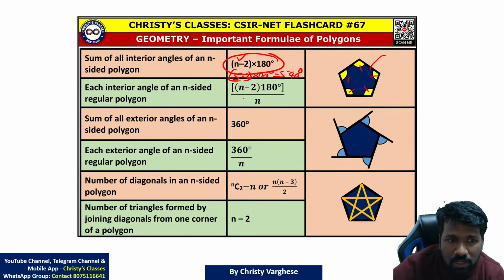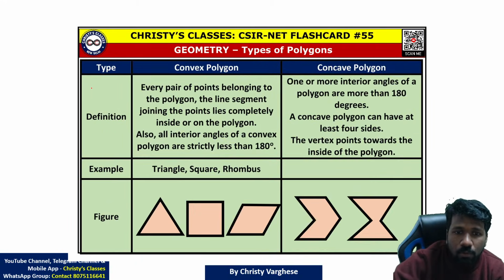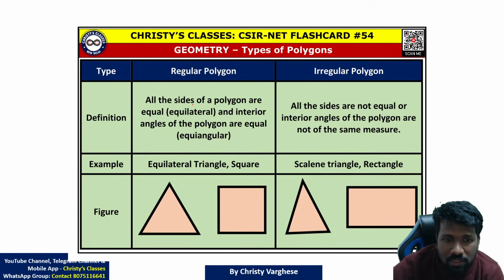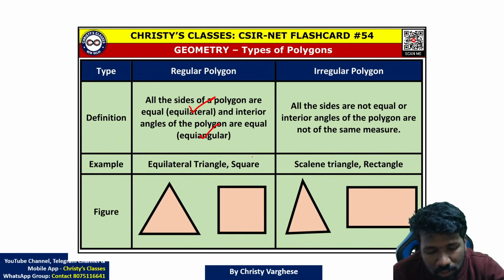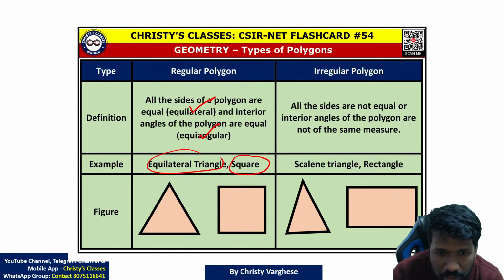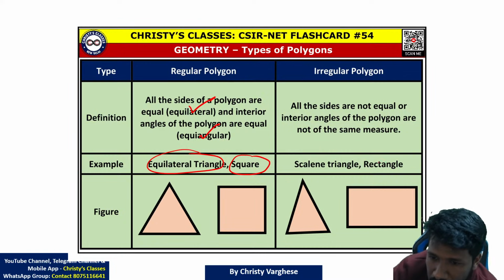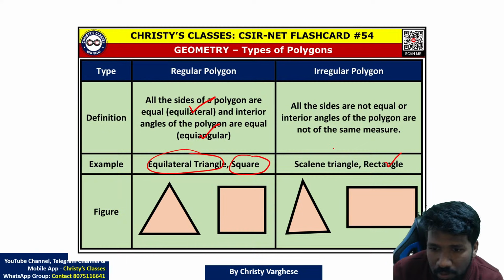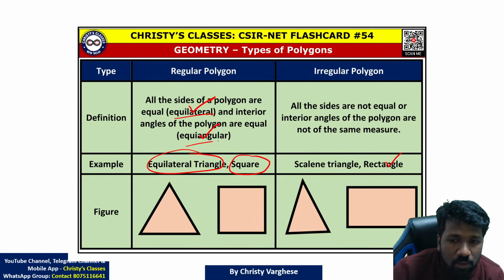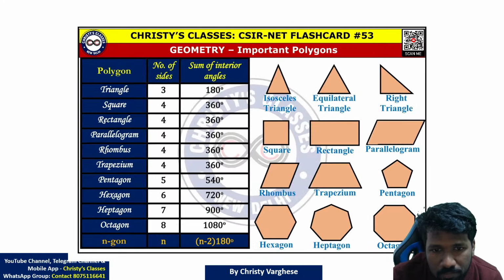Now regular polygon है तो what is a regular polygon? A polygon whose all sides are equal, all angles are equal, that is equilateral and equiangular. For example, square is a regular polygon. Equilateral triangle is a regular polygon. But rectangle is not a regular polygon because its all sides are not equal. All angles are equal, but that is not enough. Equilateral भी होना चाहिए, equiangular भी होना चाहिए.